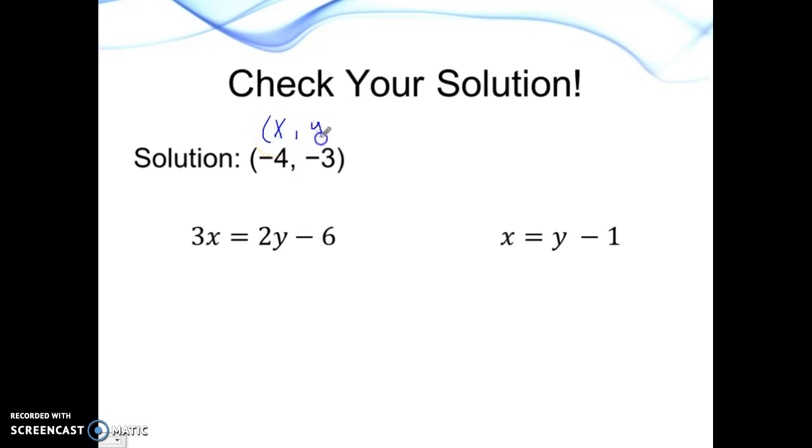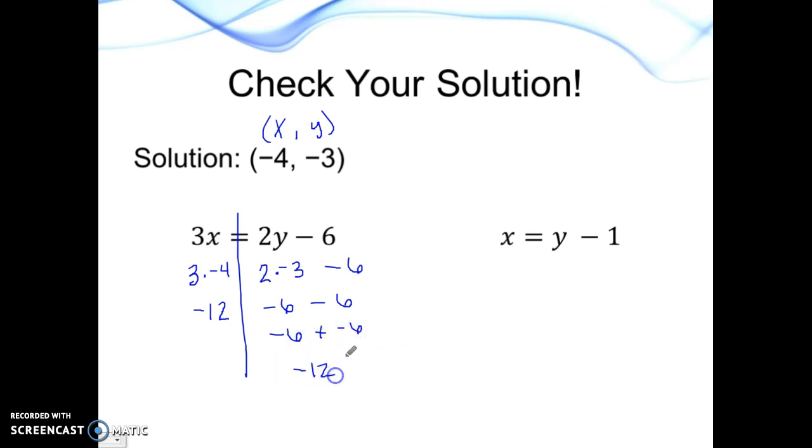So remember, this is x and y. If x is negative 4, this is 3 times negative 4. And if y is negative 3, this is 2 times a negative 3. And then we subtract 6. 3 times negative 4 is negative 12. 2 times negative 3 is negative 6 minus 6. Add the opposite, so negative 6 plus a negative 6, and we do in fact get negative 12 equals negative 12. Make sure you do the same for the other equation.